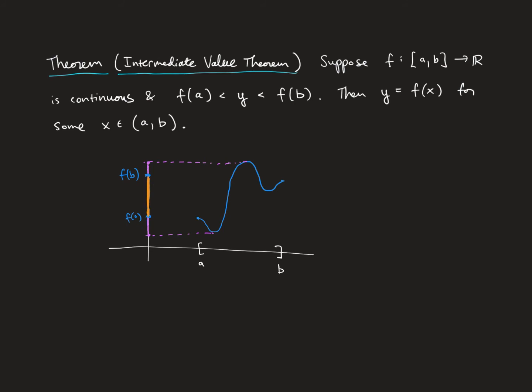So if we have some y between f of a and f of b, then that y has to be in f of s. So there has to be some x which is mapping to this y. Okay, so it basically comes down to the fact that this interval being connected has a connected image, and then we have a characterization of connected subsets of the reals.